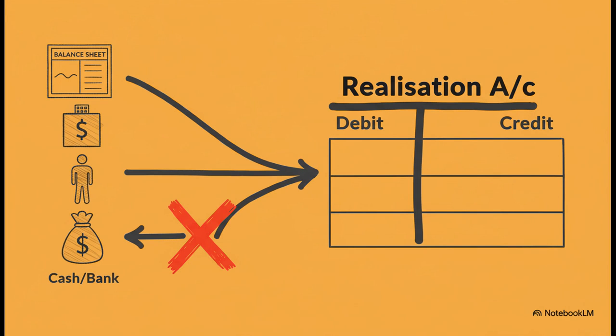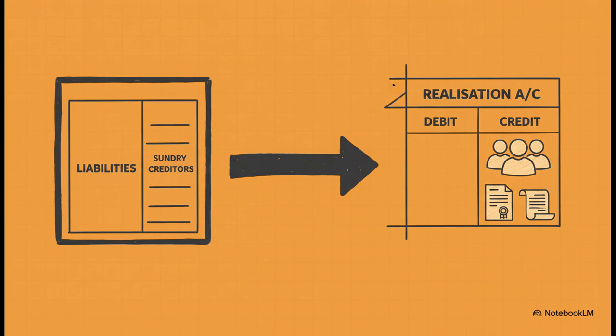Okay, step 1. It's super simple. We're just going to pick up all the assets, everything except cash and bank, and move them to the debit side of our realization account. So stock, sundry debtors, fixed assets, they all go there. Remember the golden rule, cash and bank balance never goes into the realization account. Got it? Great, that was easy. Step 2 is just the opposite.